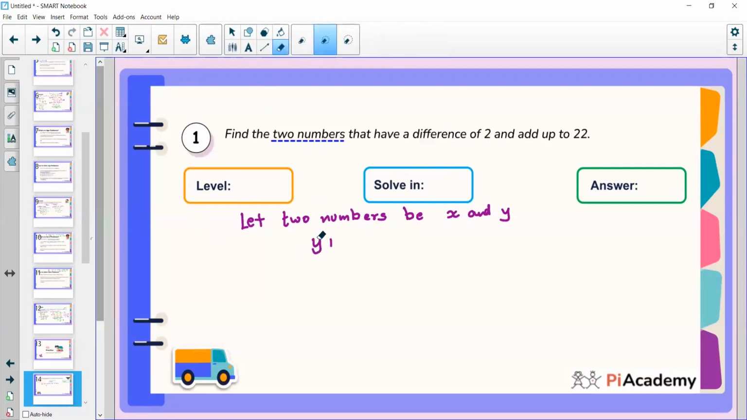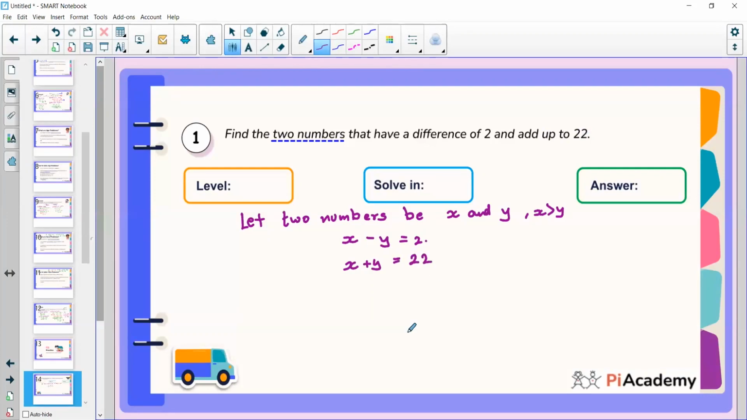Or can I also say x minus y is 2? Yeah. If we assume x is greater than y, x minus y is 2. And the second one is they add up to 22. So x plus y, this is 22. So now I have two simultaneous equations. So now my job is to solve these simultaneous equations and get the value of x and y.